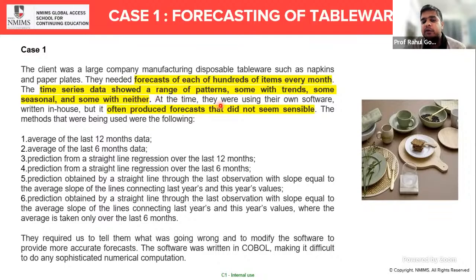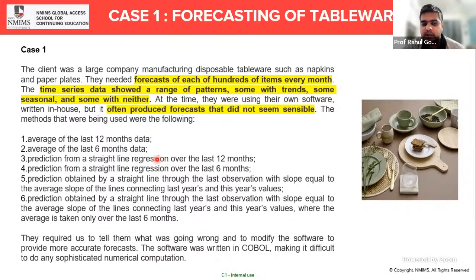At that time, they were using their own software written in-house. They had not bought any software from outside. But it often produced forecasts that did not seem sensible. I've highlighted these important points. The methods they were using were as follows. Sometimes they were taking the average of the last 12 months of data, sometimes the average of the last 6 months of data. They were also using prediction with the help of a straight line regression.